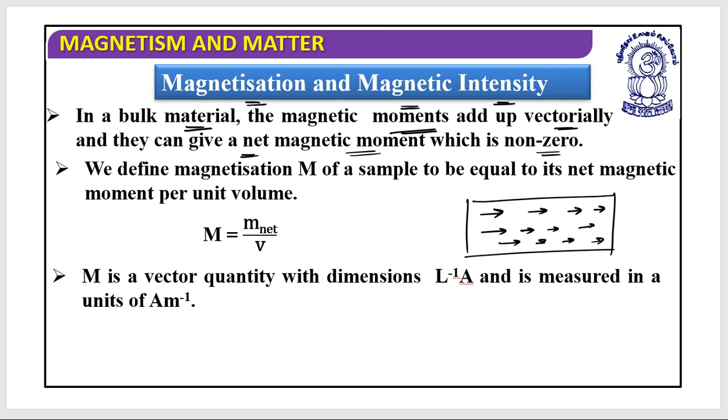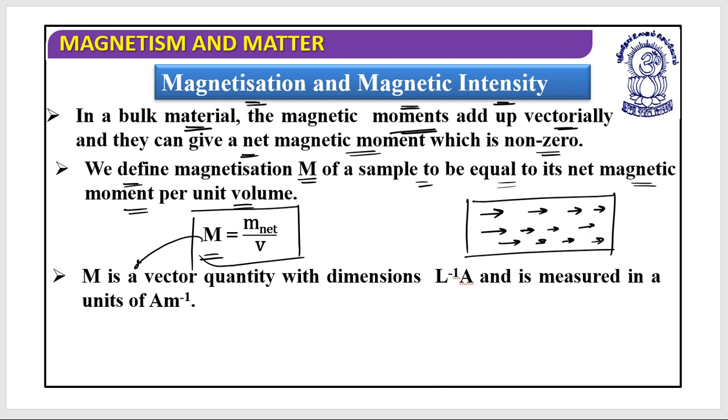We just have a vector addition of these magnets. We define the magnetization M of a sample as its net magnetic dipole moment per unit volume. So this M, the magnetization, is equal to the net magnetic dipole moment per unit volume.